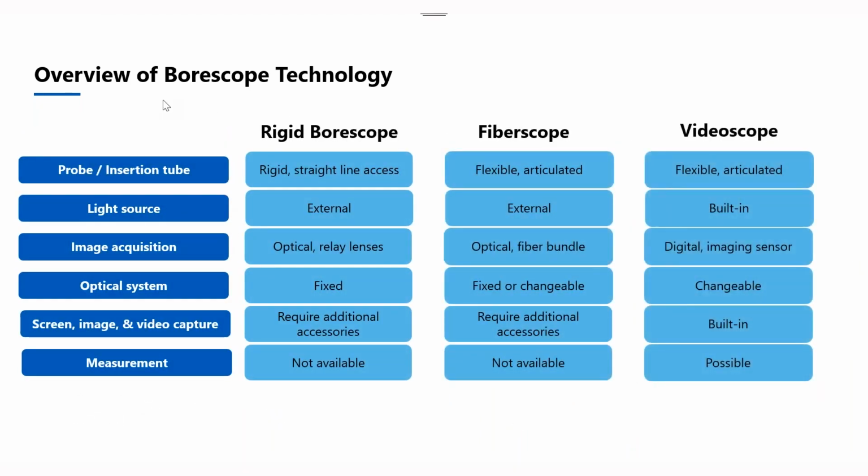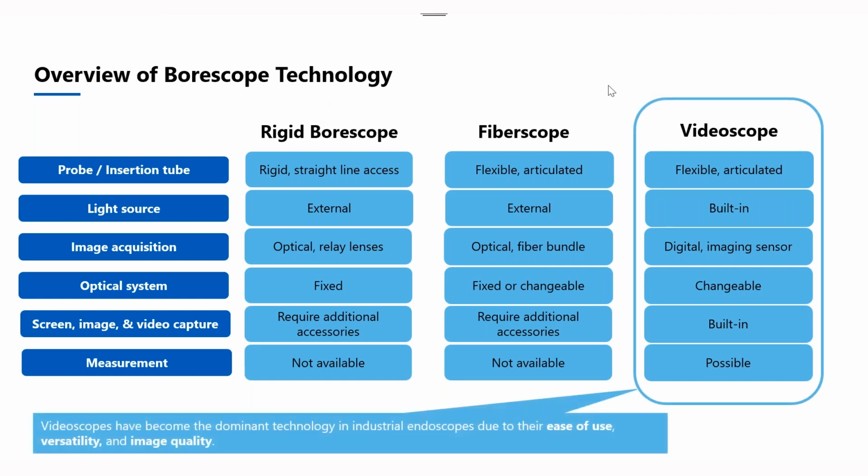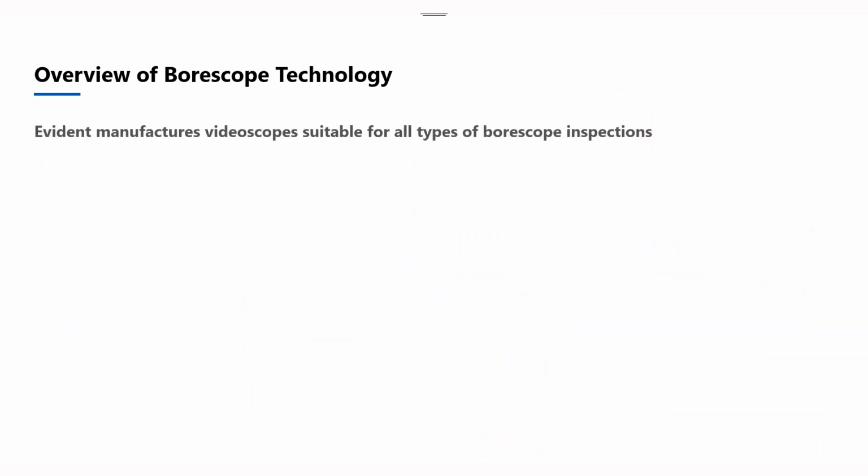This slide here shows a really summarized presentation of the difference between the systems, between rigids, fiberscopes, and videoscopes. Not going to go into detail very much, but the main point is that most of the work for borescope inspection nowadays is done with a videoscope, and really because they are much more versatile and easier to use, and the image quality is really high. So most of the time, really, we're going to be talking about videoscopes.